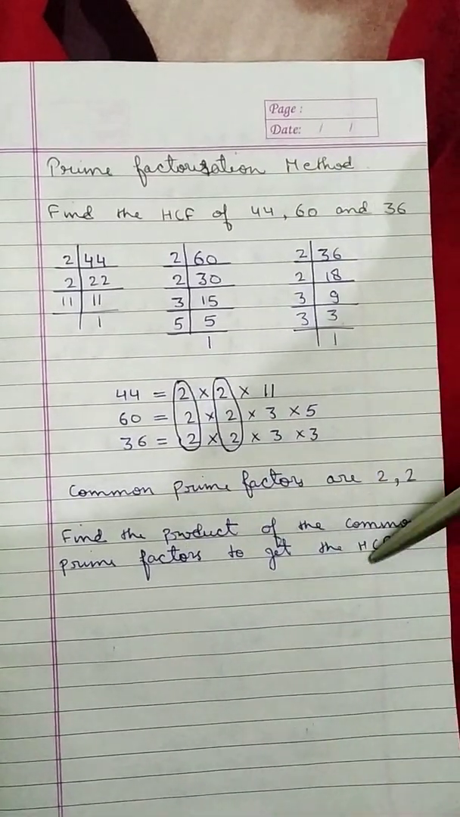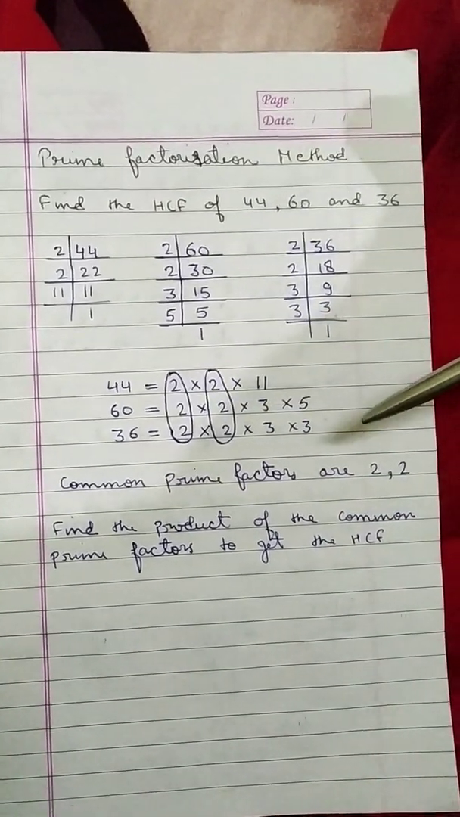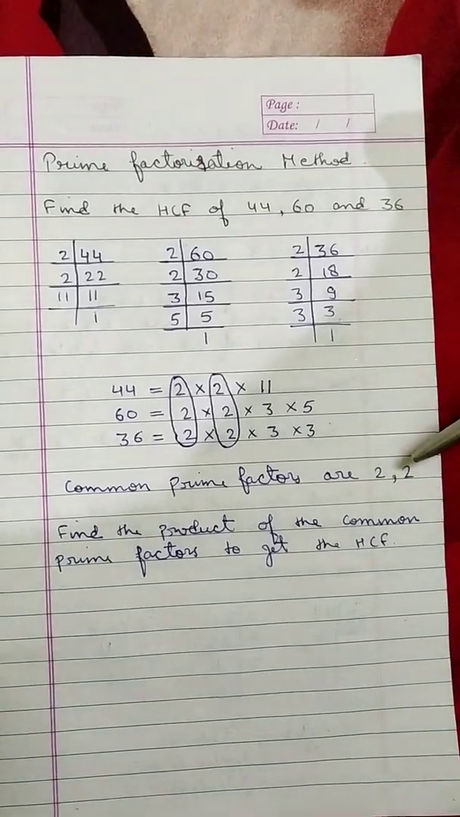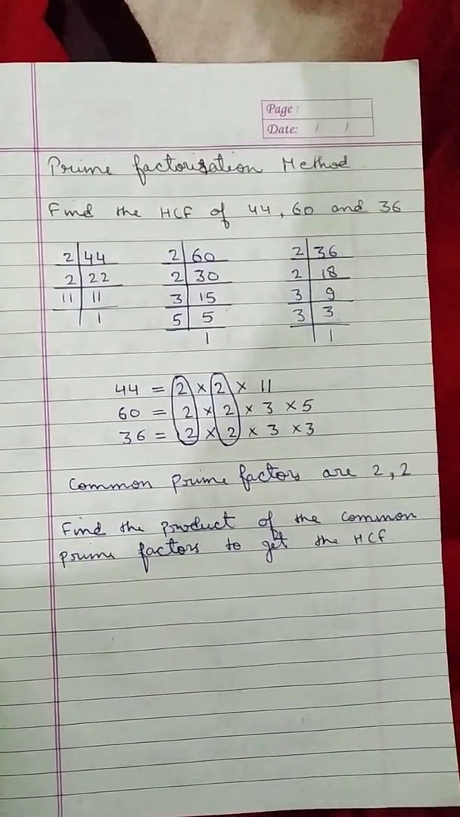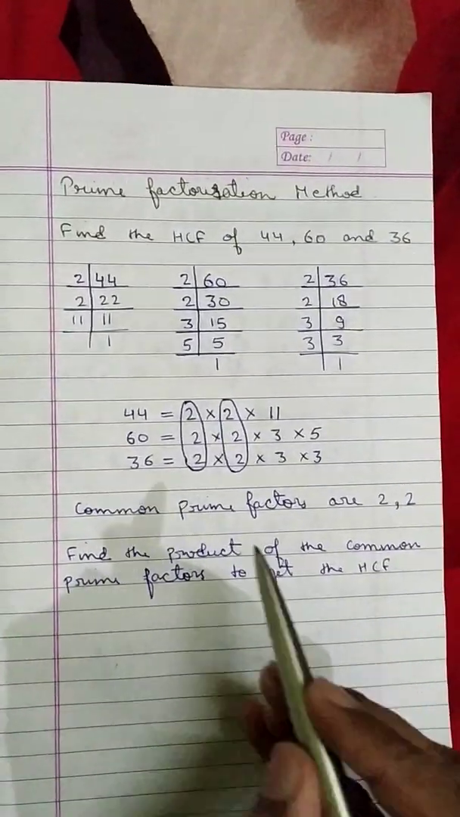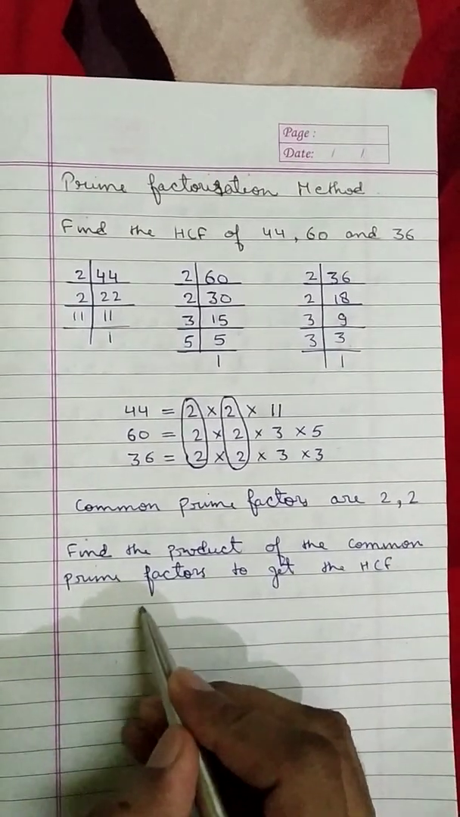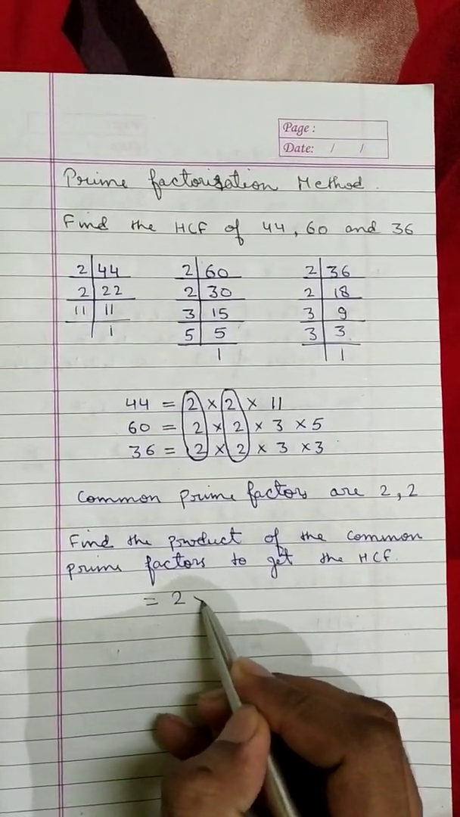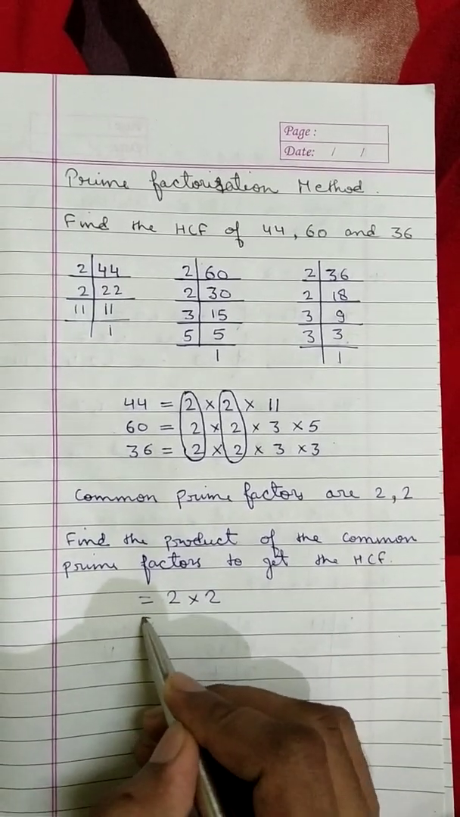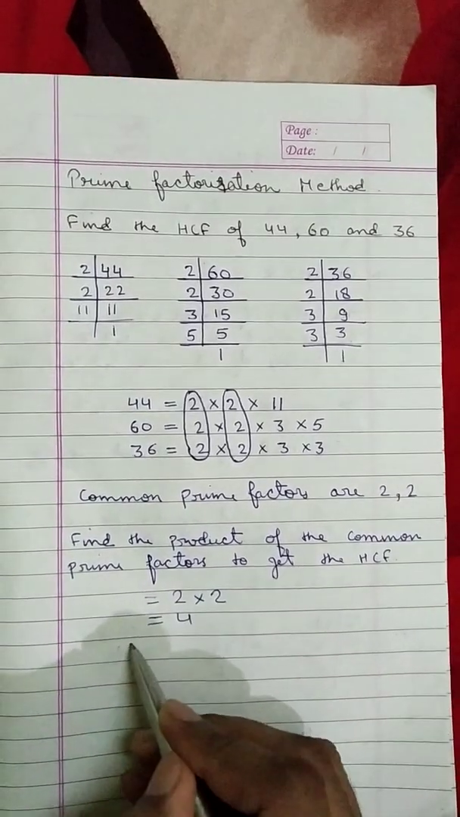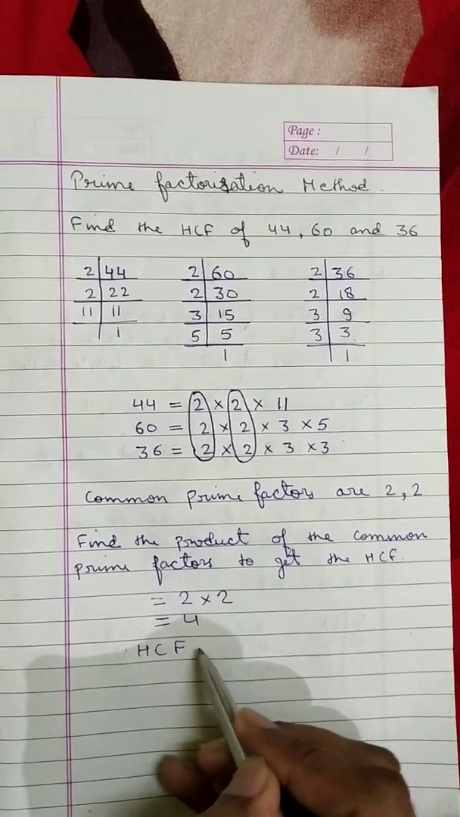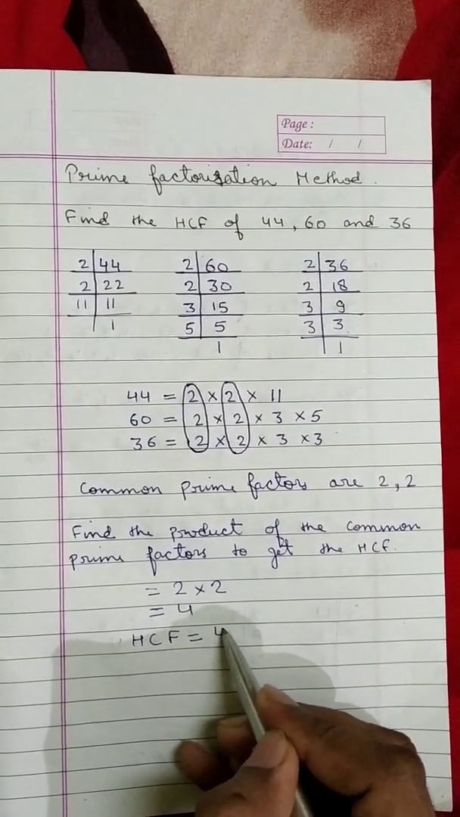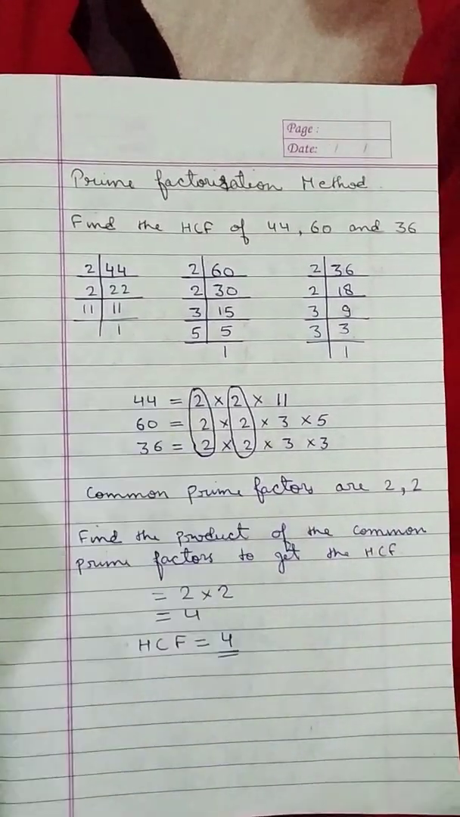Now to find the HCF we have to find the product of these common prime factors. So the common prime factors are 2 and 2. The product of these two numbers is 2 into 2 equals 4. So the HCF of these three numbers is 4. Okay.